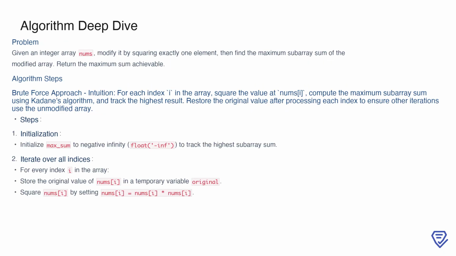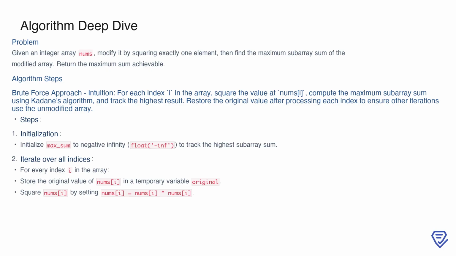In this problem, we are tasked with finding the maximum subarray sum after modifying an integer array nums by squaring exactly one of its elements. The goal is to determine the maximum sum achievable. To tackle this, we start with a brute force approach.